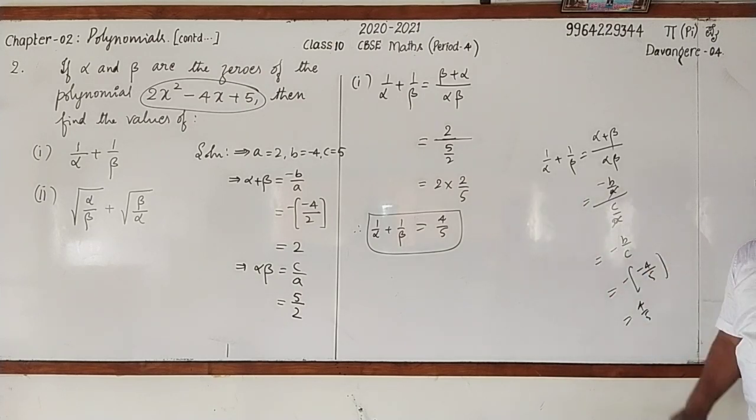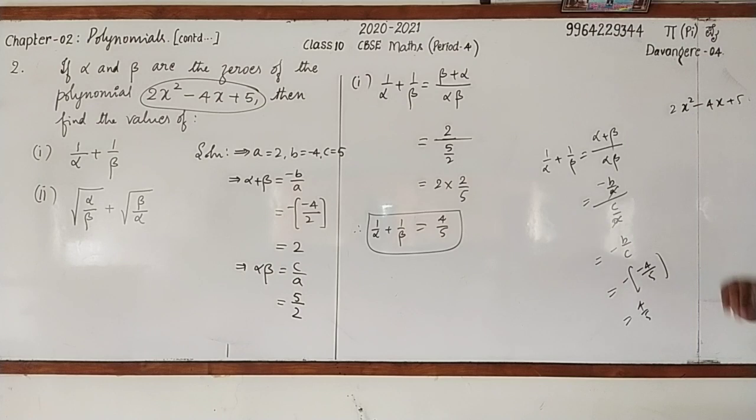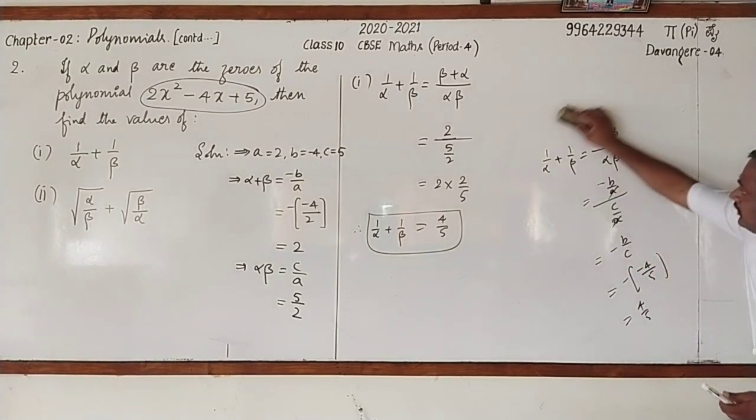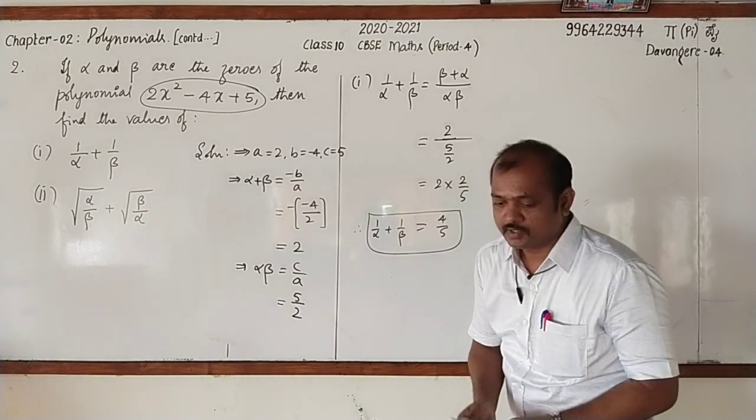Even you can go for another method. How? You can just solve it. 2x square minus 4x plus 5. Then when you go for finding the zeros, it will be equal to 0. 5 2s are 10. Then we want minus 4. By solving also you can find it. Got it? Now let's move on to the second one.